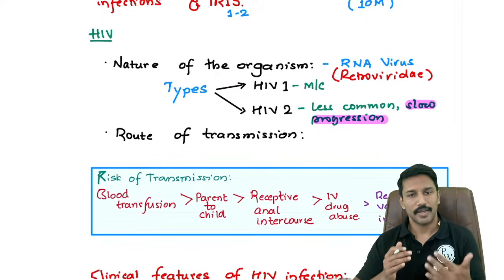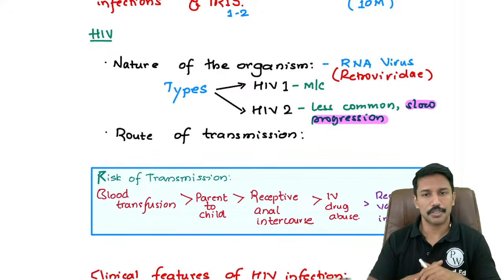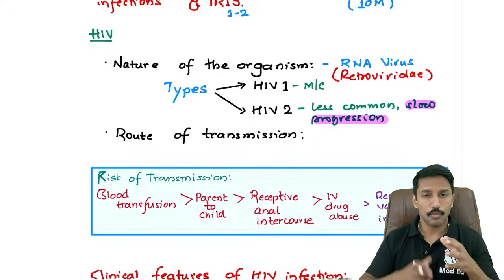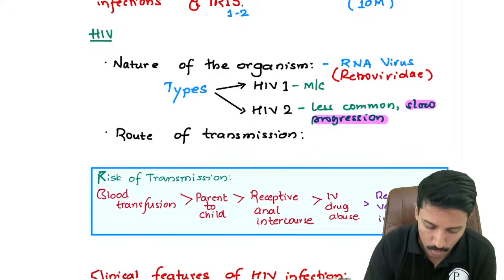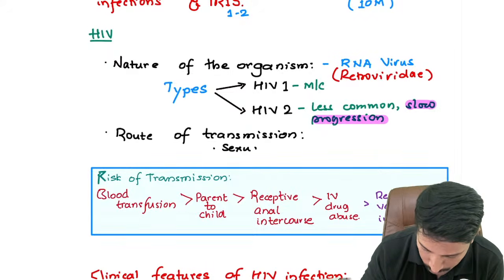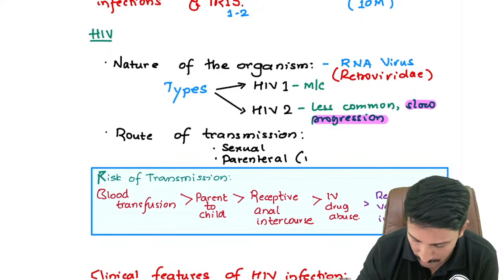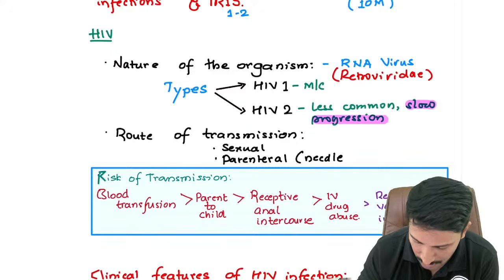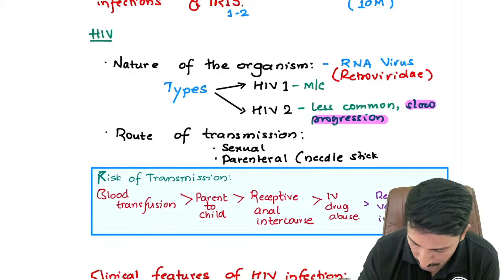Okay. Now, after giving the introduction to the organism, we will talk about the route of transmission. So what is the route of transmission? The route of transmission is sexual or parenteral. When we mention parenteral, you can mention needle stick injury and blood transfusion.